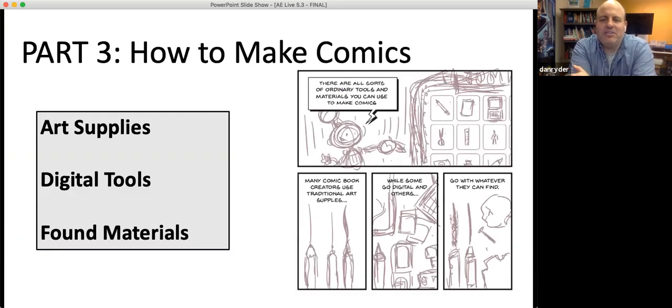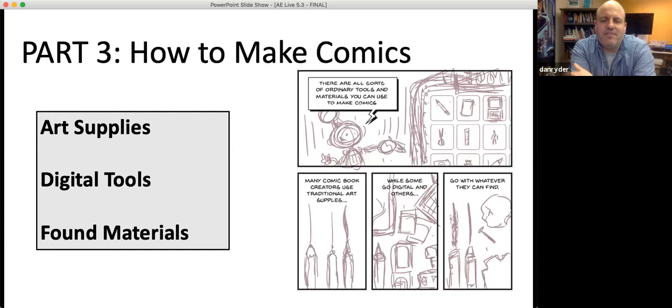You know, any sort of art supplies. You can paint comics. You can color comics with crayons. You can use markers. You can use pencils. Anything that you want for a writing utensil or a painting utensil. You can also use digital tools. There are a lot of apps for making comics. There are a lot of apps that aren't really for making comics, but they're for making little captions on photos and such, and you can make comics out of those.